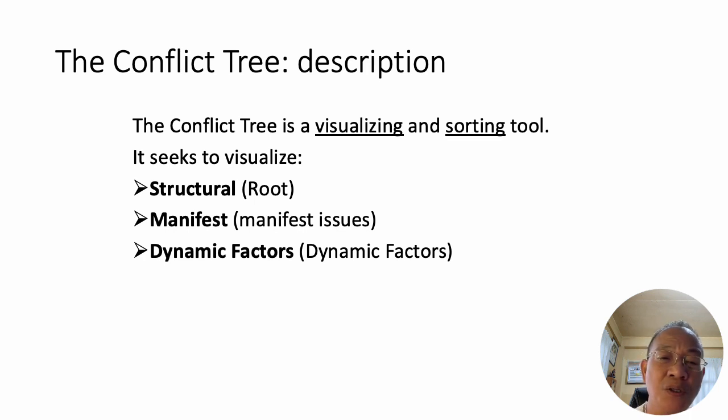Okay, let's go to the next tool. That is the conflict tree. So the conflict tree is a visualizing and sorting tool. It seeks to visualize the root, the manifest issues, dynamic factors. So you have the structure, manifest, dynamic factors.